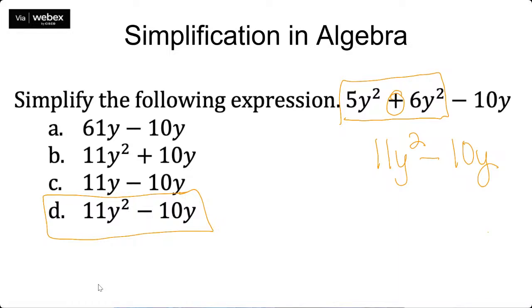Does that make sense for anybody who chose another answer? Why is C not the right answer? This does not say 11y squared, so this cannot work. Why is B not the answer? This does not say minus 10y, which is what we originally had, so this does not work. Why is A not the answer? There is nothing that got us 61y. We only have a negative 10y.